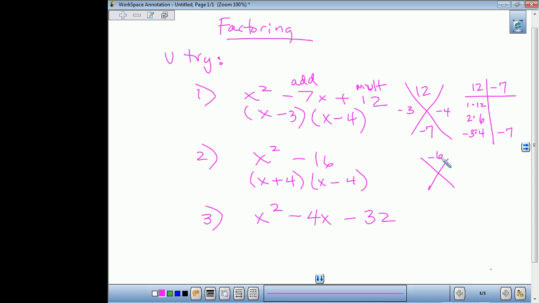What do I multiply to get negative 16 that I'm adding to get, well, there's no middle term. So we would have to think in our heads that I'm adding to get 0. Well, if I'm adding to get 0, they have to be opposites. And the only way I can do that is positive 4 times negative 4. Add them to get 0, multiply them to get negative 16.